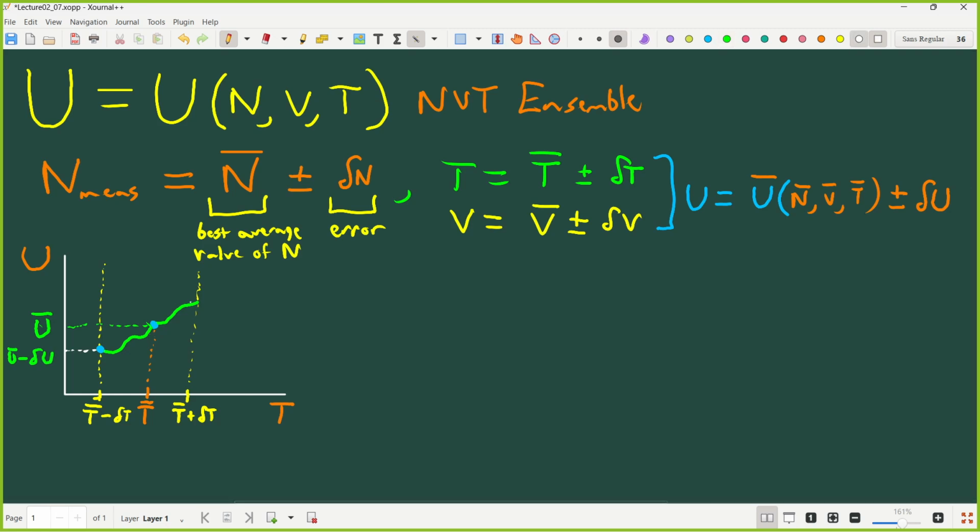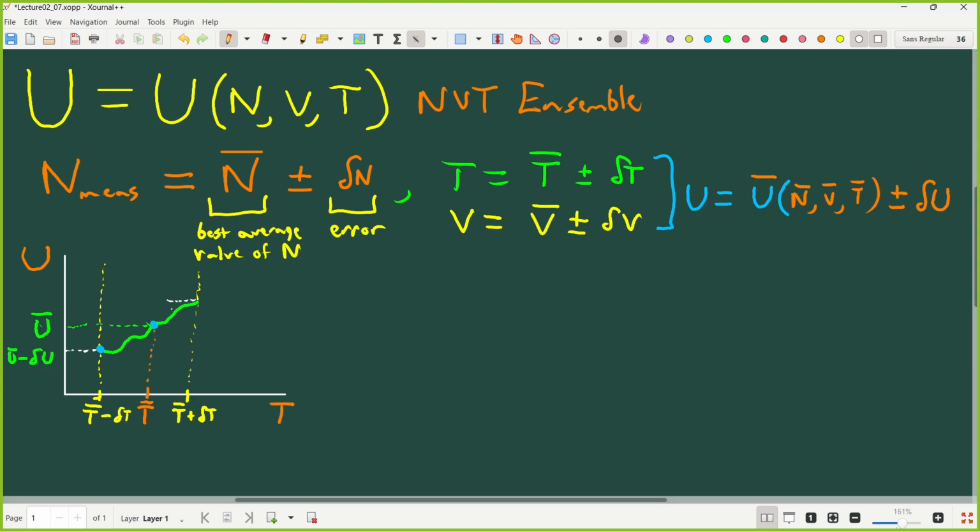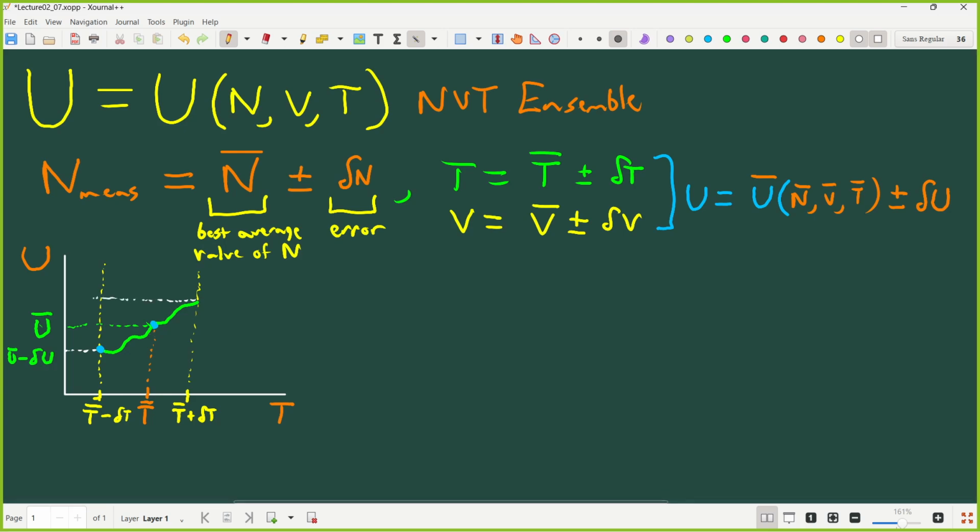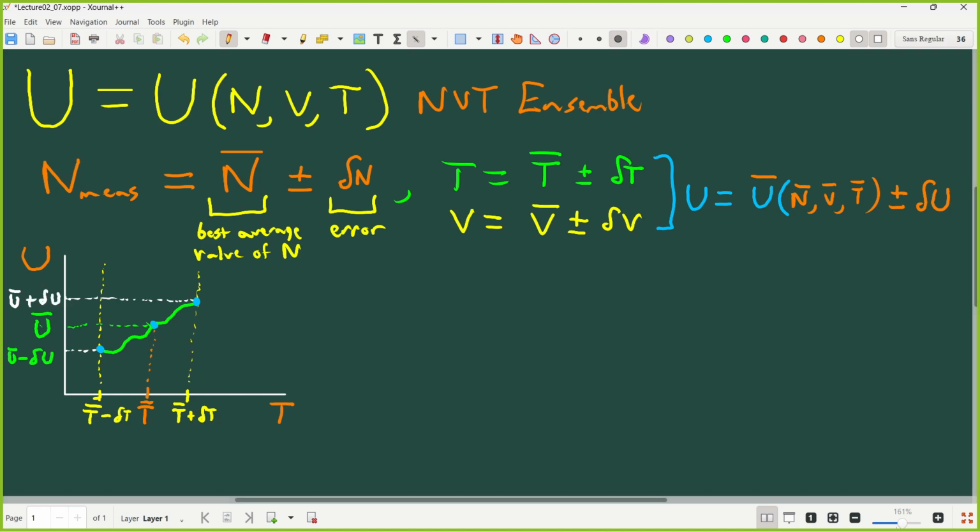And of course, there's going to be a possibility that t is actually on the higher end of the uncertainty range. And the u that we get from that t is u plus delta u. Okay. So as t varies, u is going to vary. And how much u varies as t varies determines how big delta u is.